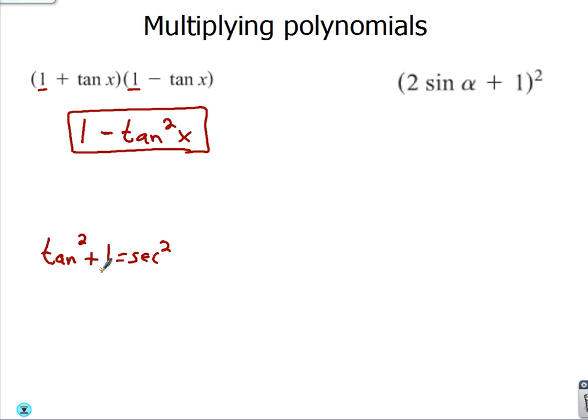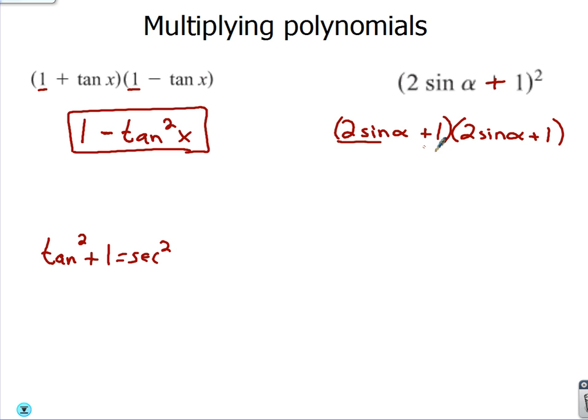Second one. To square a binomial, you cannot just square each piece because of this plus sign. If there was no plus sign, sure, just square everything. But in order to square a binomial here, that'd be 2 sine alpha plus 1 times 2 sine alpha plus 1. Same way you did it back in algebra.